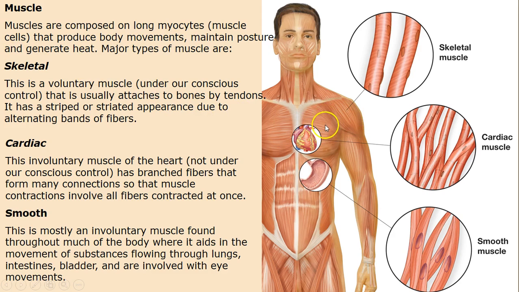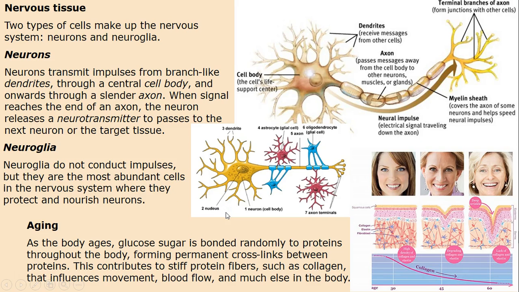Cardiac muscle, which is involuntary. We can't tell our heart, well, we can to some extent, but we can't control the precise beatings of our heart. And finally, smooth muscle is in many organs and it's involuntary. We don't tell the stomach when to contract. It knows to do this on its own. So it aids in the movement of substances through the lungs, intestines, bladder, and even eye movements to some extent are influenced by this.